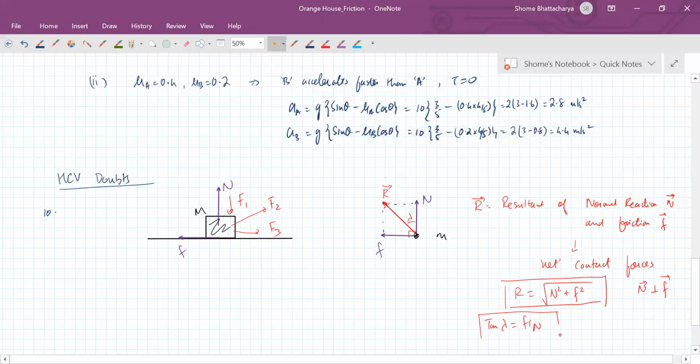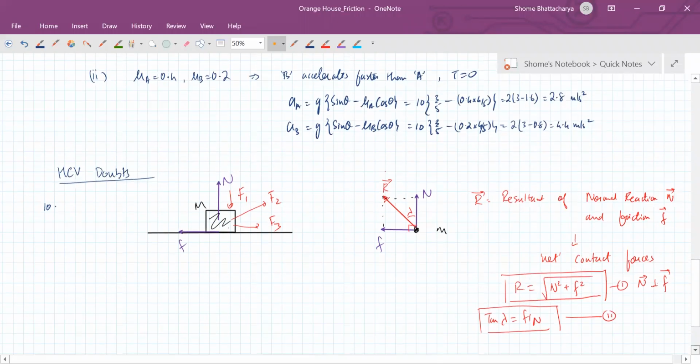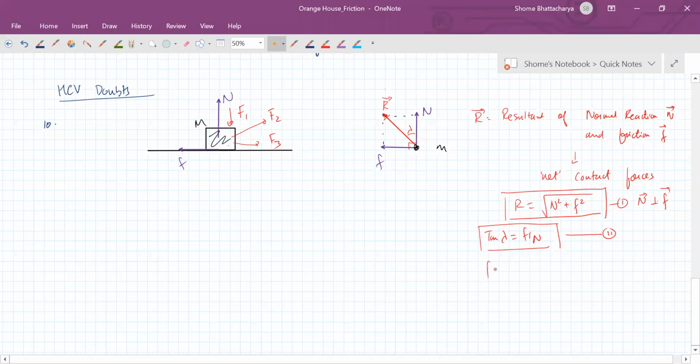That is the other thing you can see. So these are the two things: the magnitude of the reaction force and the angle it makes with respect to the normal reaction. Now you bring in the inequality concept, that friction is less than or equal to mu N. Therefore, R is less than or equal to root of N square plus mu square N square. Now, obviously, friction can be zero also.